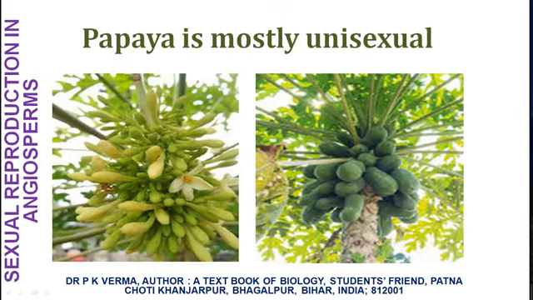Now the plant papaya is unisexual. Male and female plants are different. Here the first photograph is that of the male plant of papaya. You can see that no fruit is seen in it. But the second plant is a female that has a number of fruits. So these are unisexual, and therefore there is always cross-pollination and cross-fertilization.